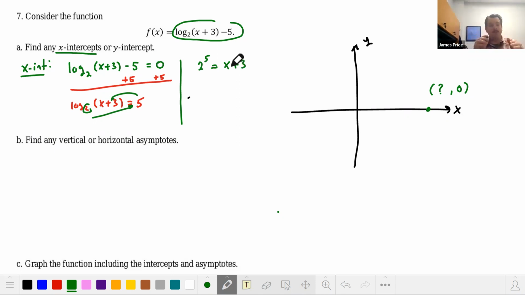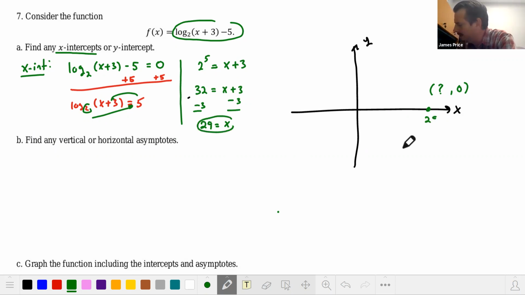And it goes from a logarithmic equation now into a linear equation. And 2 to the 5th, what is that? 2 times 2 is 4, times 2 is 8, times 2 is 16, times 2 is 32. So 32 is equal to x plus 3. And then take away 3 from both sides. And we get 29 is equal to x. So it's way out there. We'll just label it here, 29. Okay. And again, we're not drawing to scale, so don't draw to scale, otherwise you'll put yourself in a tough spot, basically. So that's the x-intercept.